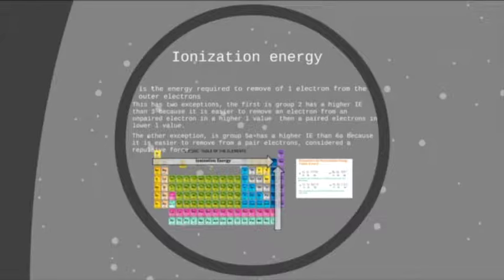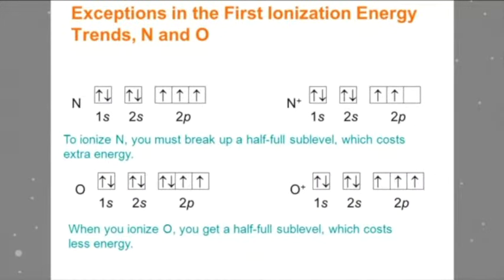Ionization energy. It is the energy required to remove one electron from the outer shell. It will decrease down a group and increase across a period. There are two exceptions to ionization energy. The first one is that group 2 has a higher ionization energy than group 3 because it's easier to remove an electron from an unpaired electron in a higher L value than a paired electron in a lower L value. The other exception is group 5A has a higher ionization energy than group 6 because it's easier to remove from paired electrons than from unpaired electrons due to the repulsive force.